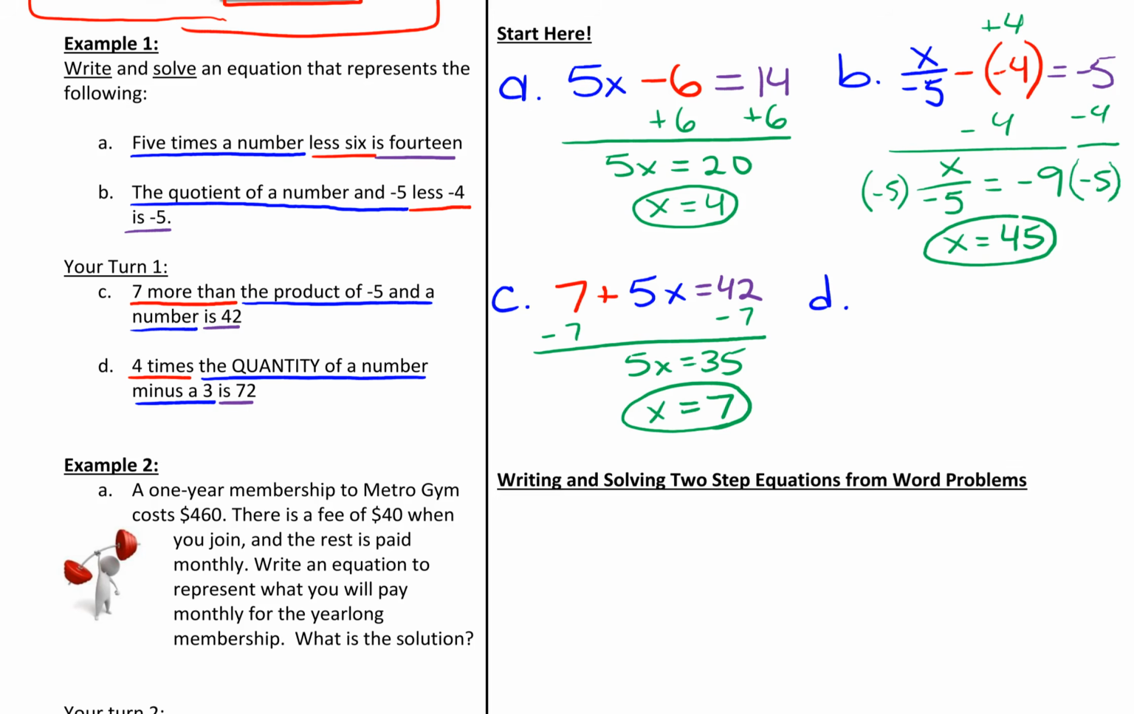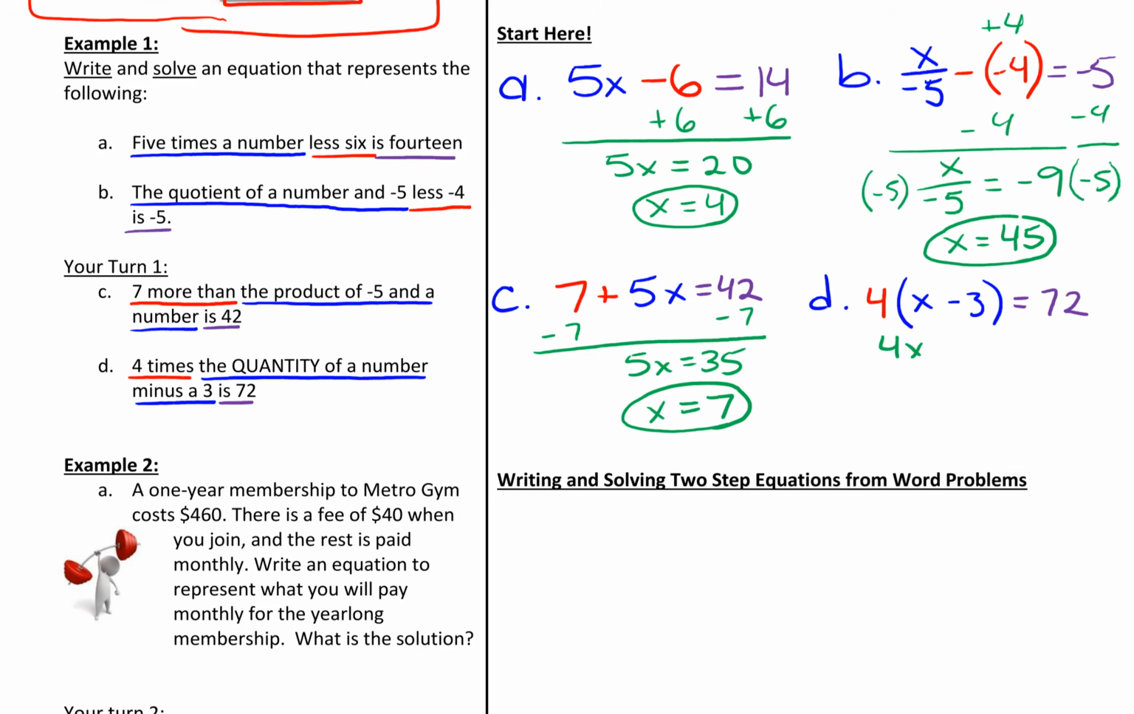So keep in mind what we talked about when we talked about the distributive property. 4 times the quantity of something. So 4 times, and then something is going to be in parentheses here. The quantity that's going to be in parentheses is the quantity of a number minus 3, so x minus 3 equals 72. So that's where we have 4 times the quantity of a number minus 3 equals 72. Make sure that you solve by using the distributive property first.